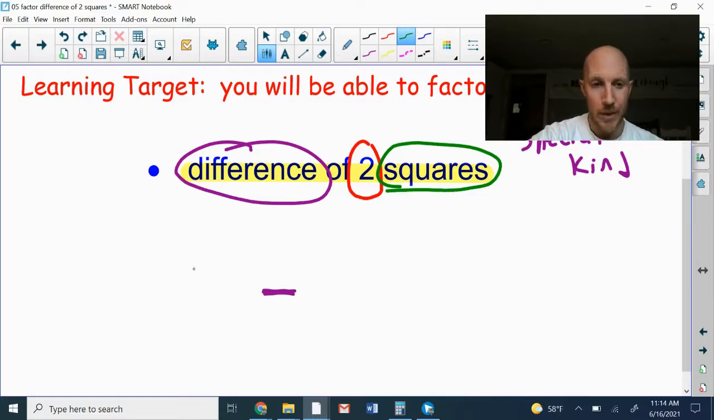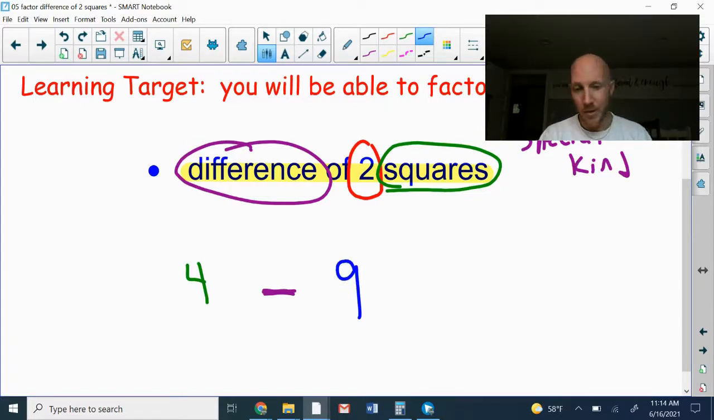So I could pick like 4. It was one of the numbers in our do now. And 9. And this will give me two numbers. I'm subtracting them. Both of them are square numbers, but this is not exactly a polynomial. It's just a subtraction problem. 4 minus 9, and we subtract, we get an answer. So in order to be a polynomial, I need to have different types of numbers. So I'm going to put an x on one of them. That gives me two different types of numbers.